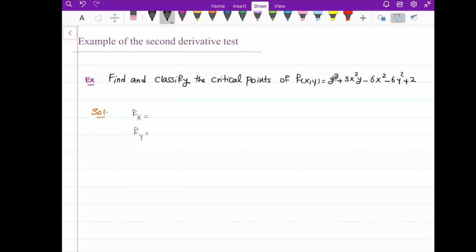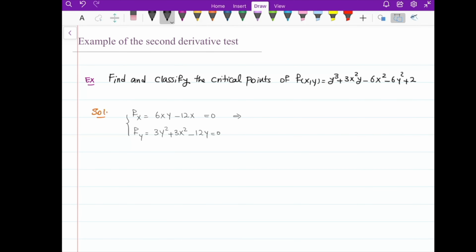With respect to x, y would be a constant, so the derivative of this one would be 0. And then I have 6xy minus 12x, and that's the partial derivative with respect to x. With respect to y, I have 3y squared plus 3x squared minus 12y, and I'm gonna set both of them equal to 0, and I need to solve this system of two equations with two variables x and y.